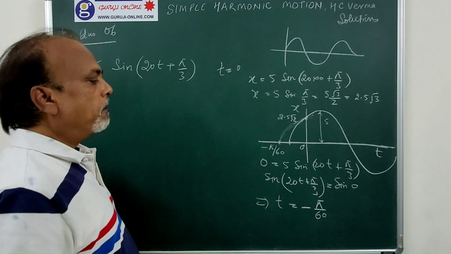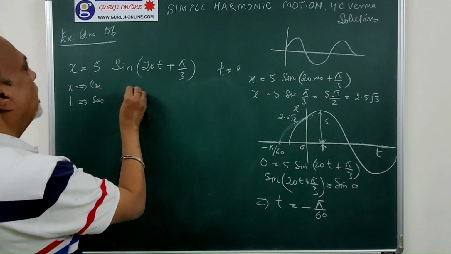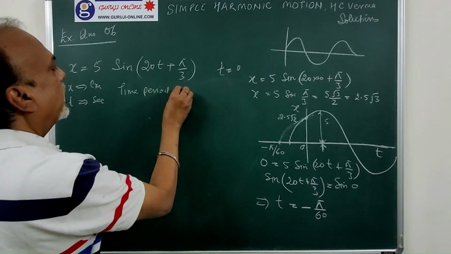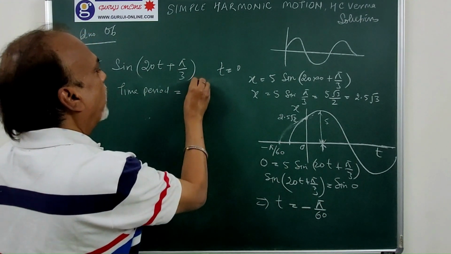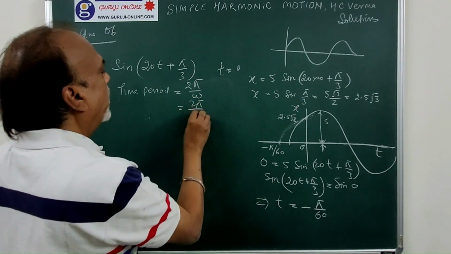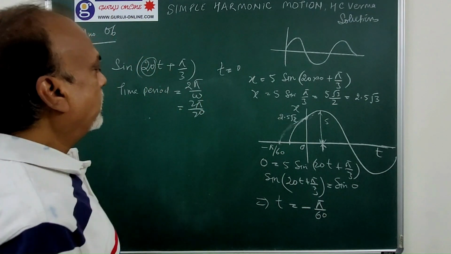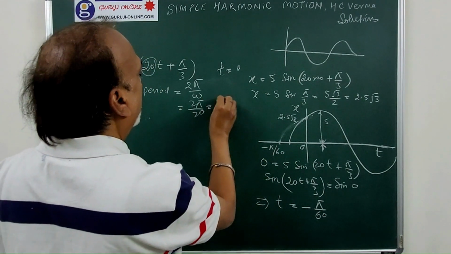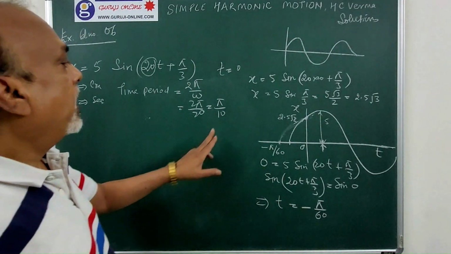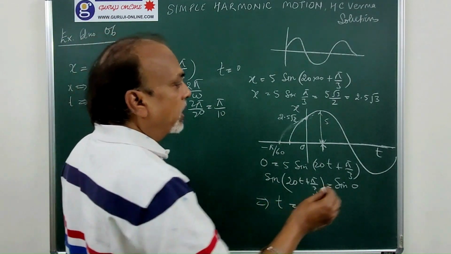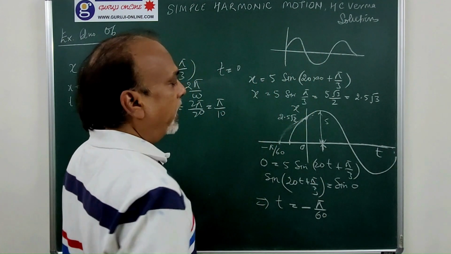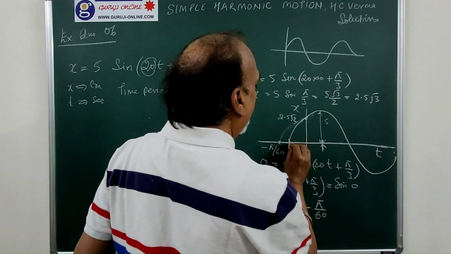We would like to see what the time period is. Time period is nothing but 2 pi by omega, and 2 pi by 20, because this is the omega, and this is nothing but pi by 10. Correct. That means for one cycle it is taking pi by 10. Correct. That means if we start from here.